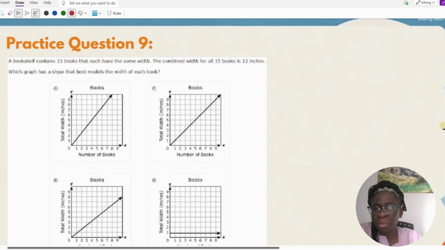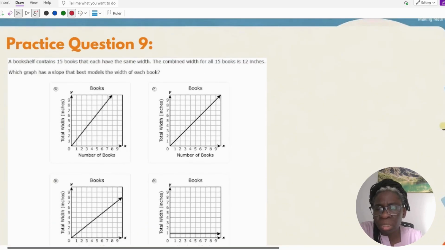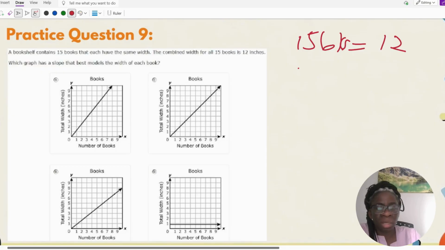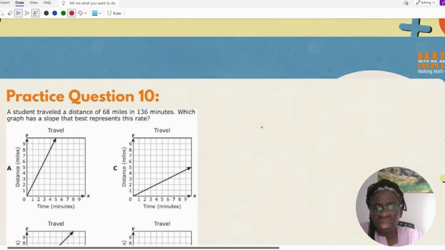So now this one. A bookshelf contains 15 books that each have the same width. The combined width is 12 inches for 15 books. Which graph has a slope that best models the width of each book? So if the width of 15 books is 12 inches, one book will be 12 over 15. So calculate that and locate and choose the correct option on the graph.